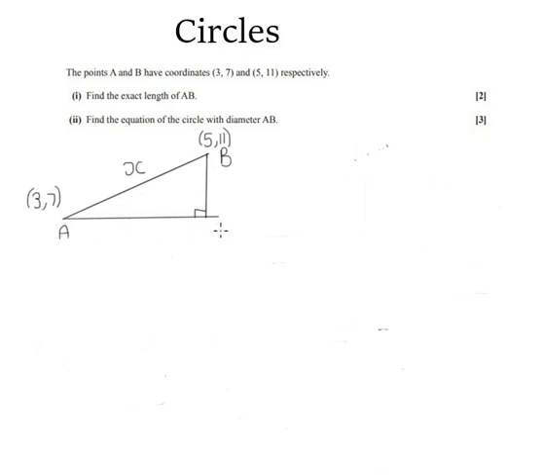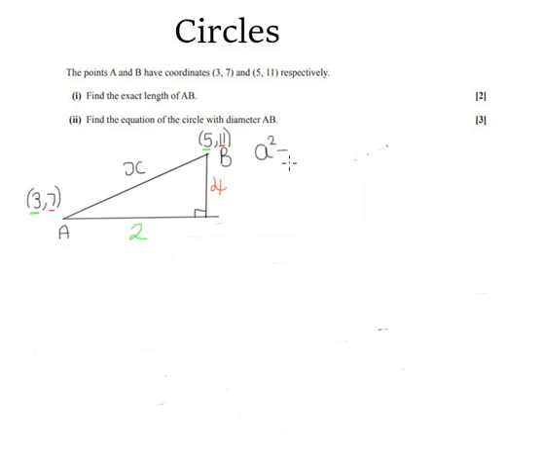Now the horizontal line can be found by looking at your x coordinates, so your 3 and your 5. So the distance between 3 and 5 is 2. Now your vertical components can be found by looking at your y coordinates, so your 7 and 11. And the distance between them is 4. So now you've found those values, you can now apply the Pythagoras theorem.